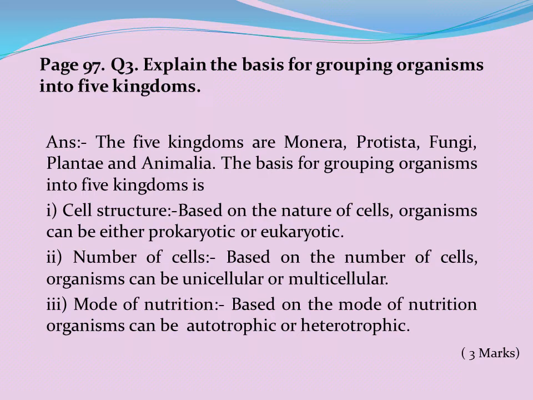2. Number of cells. Based on the number of cells, organisms can be unicellular or multicellular. 3. Mode of nutrition. Based on the mode of nutrition, organisms can be autotrophic or heterotrophic.